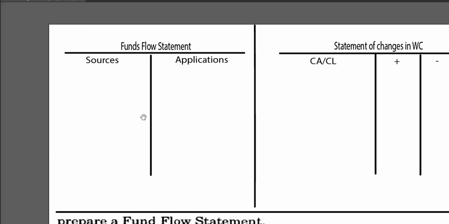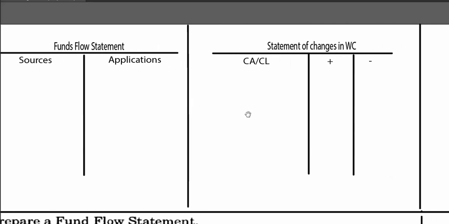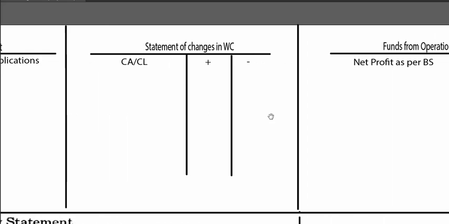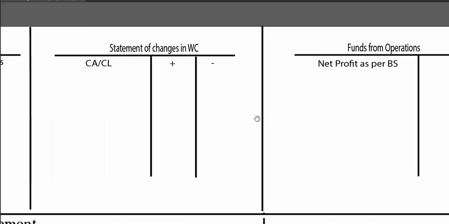So you have the funds flow statement, which has sources and applications. Then you will have the statement of changes in working capital, that is the decrease or increase in current assets or current liabilities. And finally, we have the funds from operations. We start the funds from operations with the net profit as per the balance sheet.